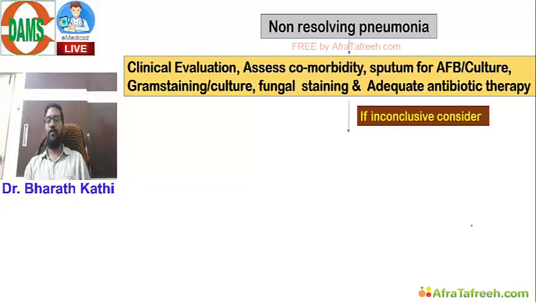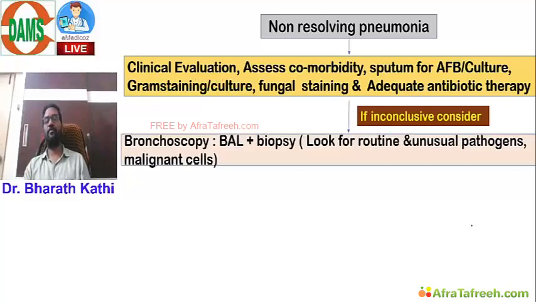If the patient is not improving or the above reports are inconclusive, you have done sputum gram staining, culture sensitivity, fungal staining. Either the patient is unable to expectorate, or in the sputum you have not found any organism or it is inconclusive. So next go for better sampling. Better sampling from the lung is always bronchoscopy. So go for bronchoscopy and also take a biopsy from that area.